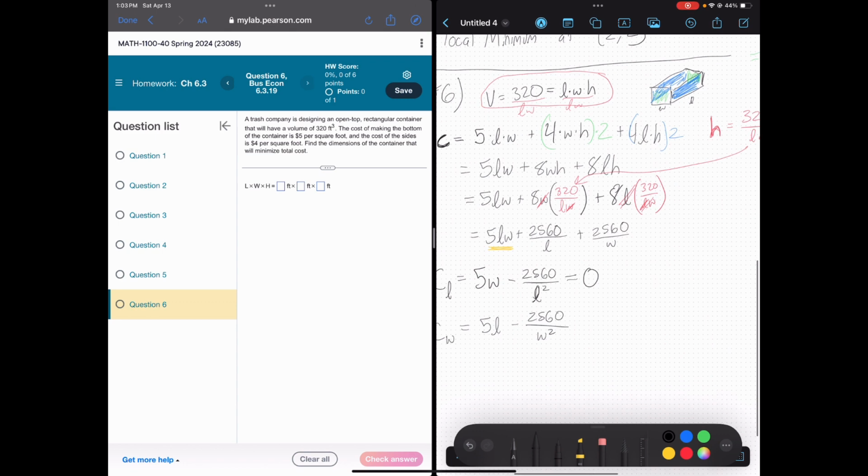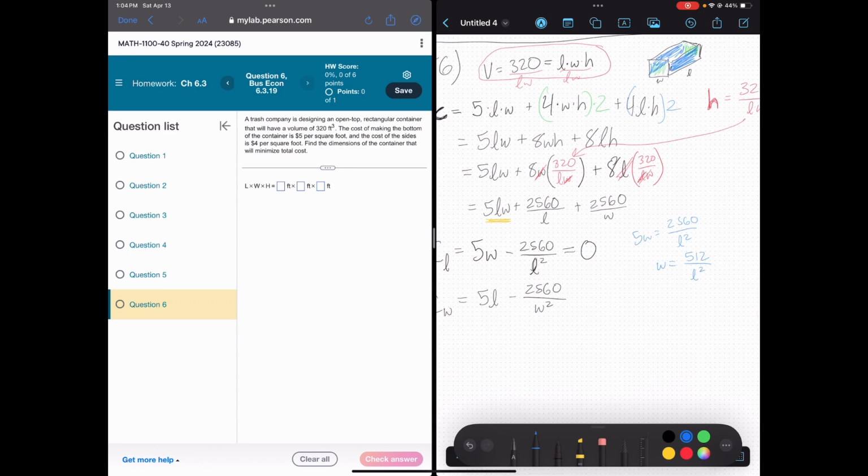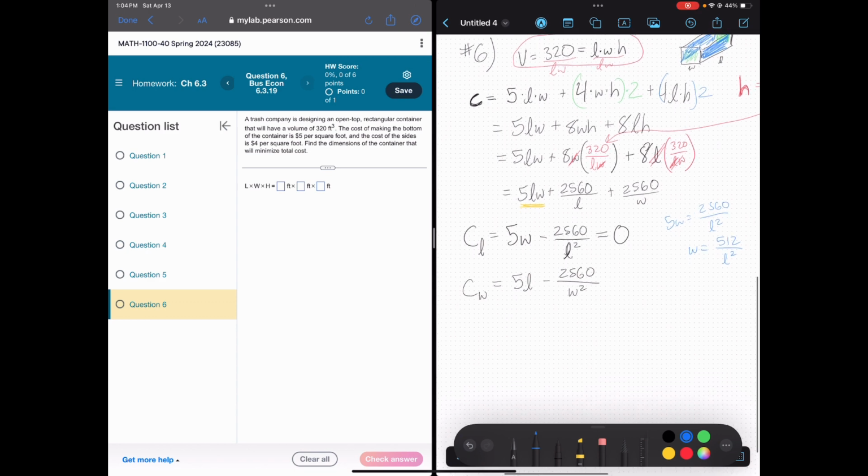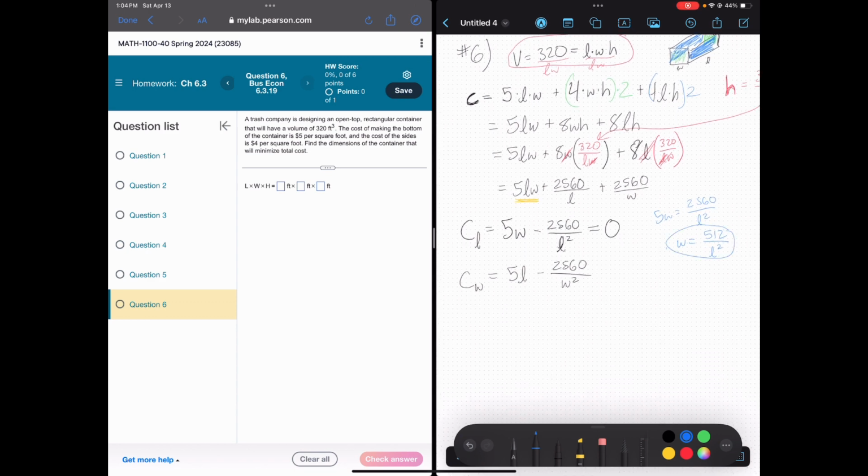Okay, if I do that, I get 5w equals 2,560 over L squared, divide by 5, and you're left with w equals 512 over L squared. So that's what my width is equal to. And like I said earlier, what this means is as long as your width is equal to 512 divided by your length squared, then the partial in terms of your length will be equal to 0. So I'll use that then by plugging this into my other partial derivative.